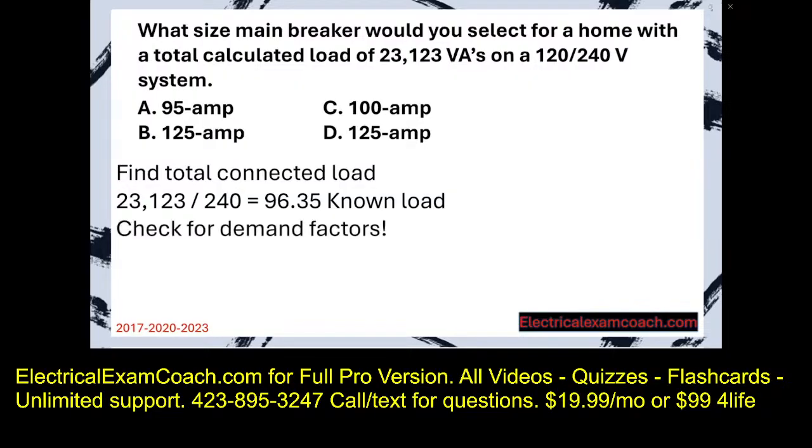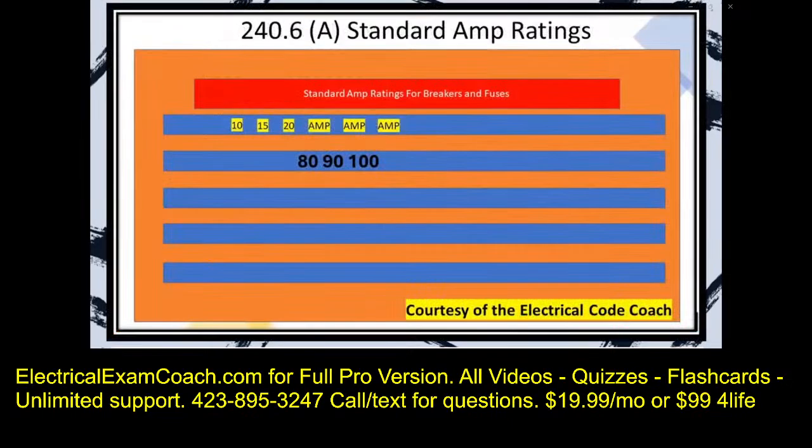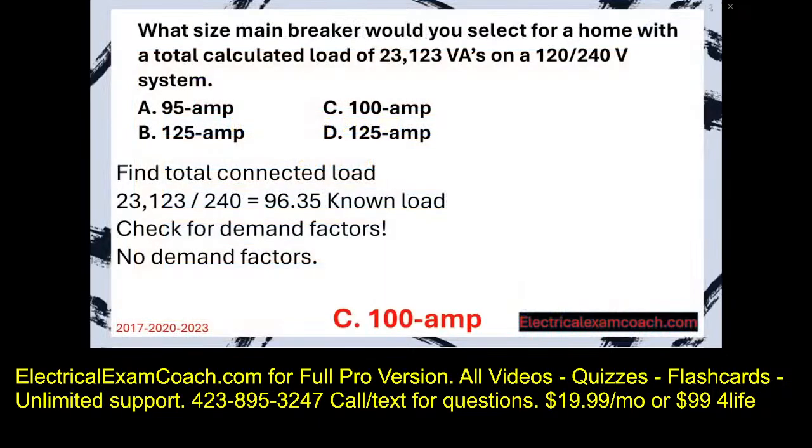Now we check for demand factors. Because this load calculation was already performed, there are no more demand factors to do. They were done along the way, right? We would have performed our range demand factor, our dryer demand factor, and then now we have this total lump sum of 23,123. So all we have to do is divide by 240, and there are no demand factors. Now that we have our known load, we head to table 240.6(A), and we choose the next size up. And in this case is going to be a 100. Great job.